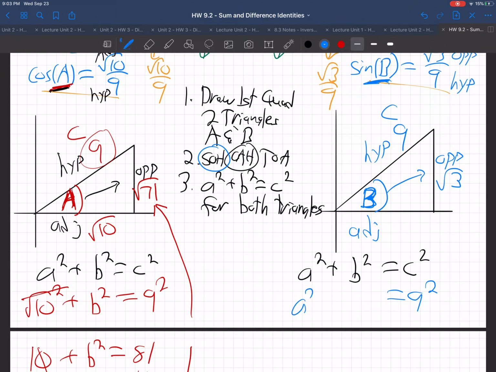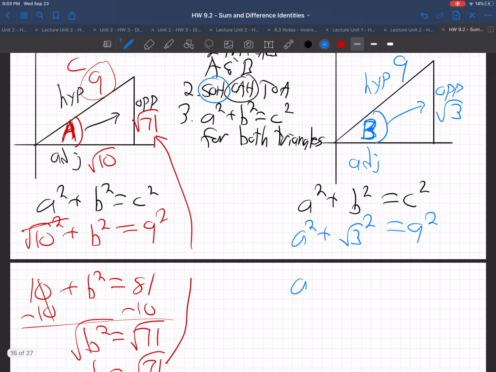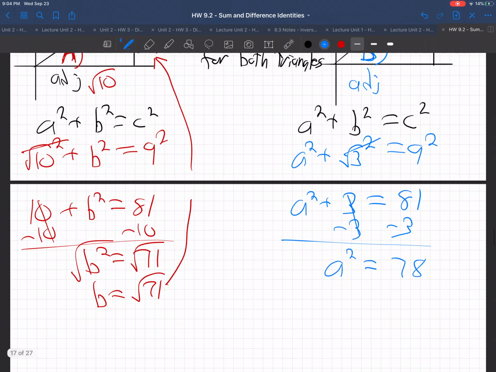Other two sides, a squared plus root 3. So it doesn't matter if you put the root 3 first. It's the a or the b. It doesn't matter at all. A squared. Now this cancels, right? Because it's square root of 9, which is plain 3. This is 81. Subtract 3 from both. So a squared is, what is that, 78. And then root it. A is the square root of 78.